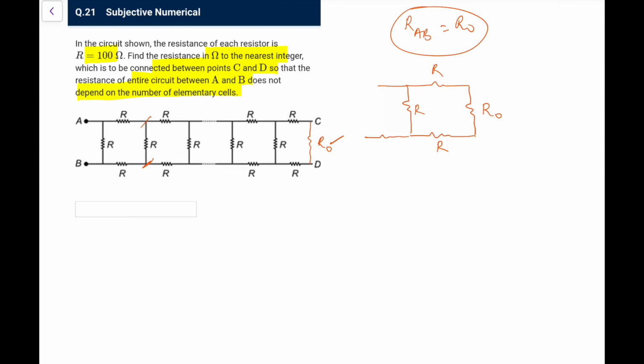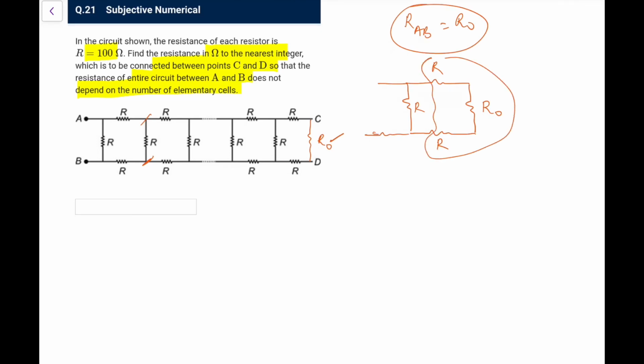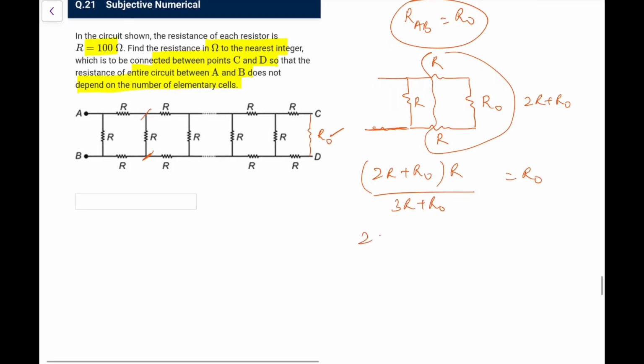So now this branch is a straight line, so it would be 2R plus R0 in series, and this is with R, so (2R plus R0) into R upon 3R plus R0, and this should be equal to R0. This is how you can do it. So 2R square plus R R0 is equal to 3R R0 plus R0 square. So what we have now is R0 square plus 2R R0 minus 2R square equals 0.